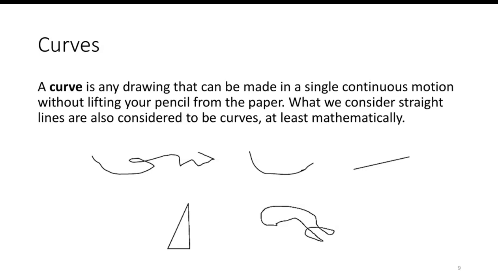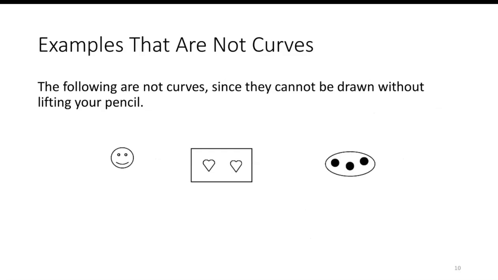A curve is any drawing that can be made in a single continuous motion without lifting your pencil from the paper. What we consider straight lines are also considered to be curves, at least in the mathematical sense. Here are some examples that are not curves, since you cannot draw them without lifting your pencil. So like the smiley emoji, or 2 hearts inside a box, or 3 dots inside of an oval. None of those can be drawn without lifting your pencil.